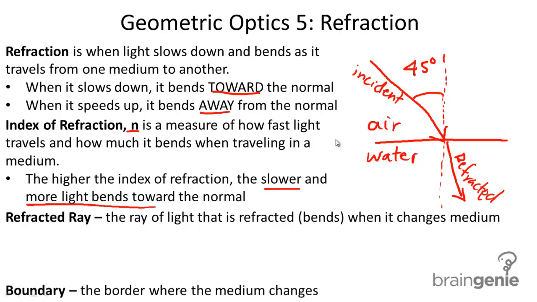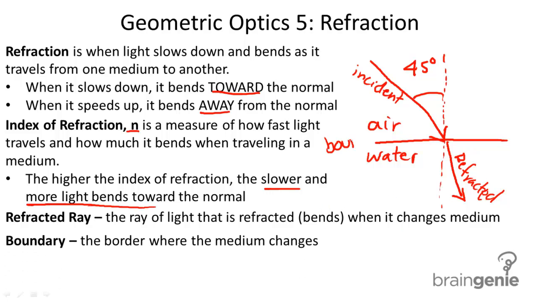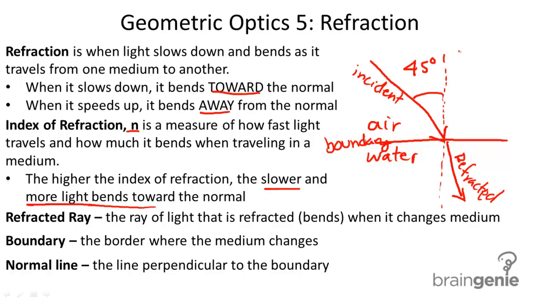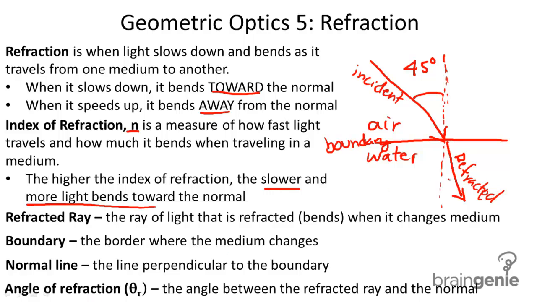Now, the boundary, again, is the border where the medium changes, so between air and water. And then we also have the normal line, which I stated above, the line perpendicular to the boundary. And then finally, we have the angle of refraction. So this is the angle of incidence. That's 45 degrees. And then we have some angle of refraction, and we don't know what that is. That's the angle between the refracted ray and the normal.